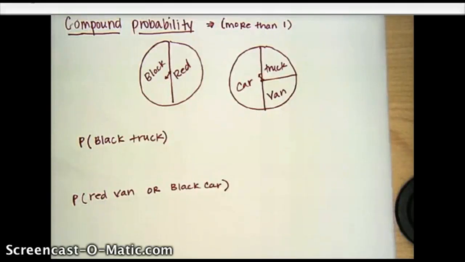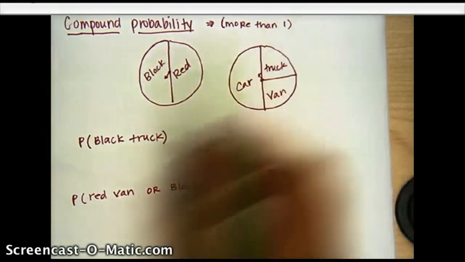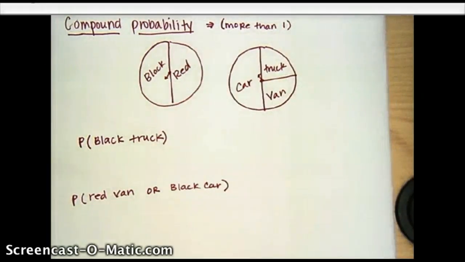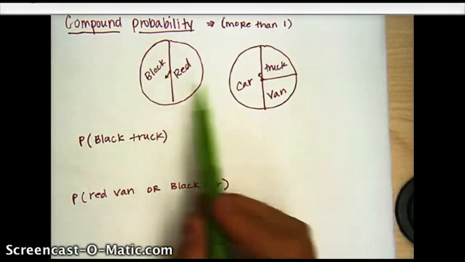In this video, we're going to be looking at compound probability, and that's the probability of two or more things. So in the heading here, I put more than one, but that's the same thing as two or more things. So we're trying to find the probability of two or more things. What I have here are two spinners. So I'm trying to choose a car, and I spin each spinner one time.